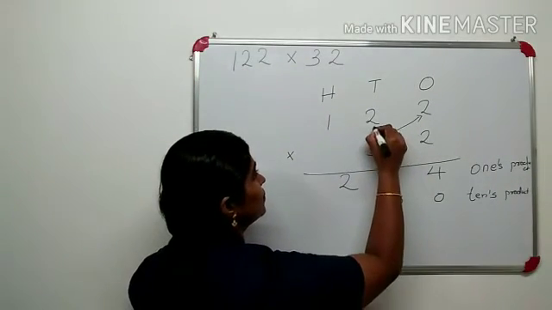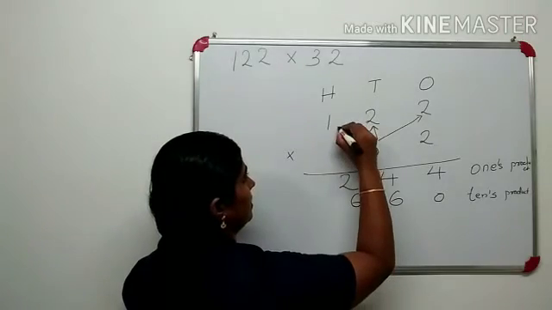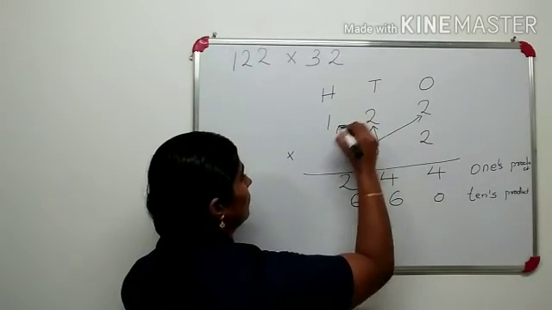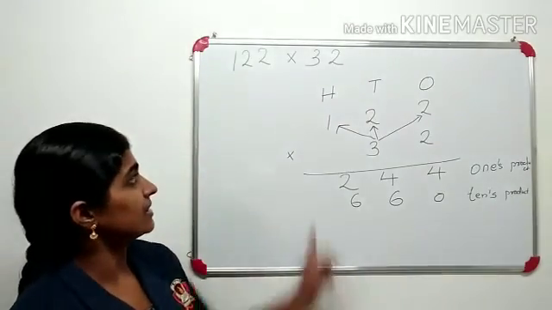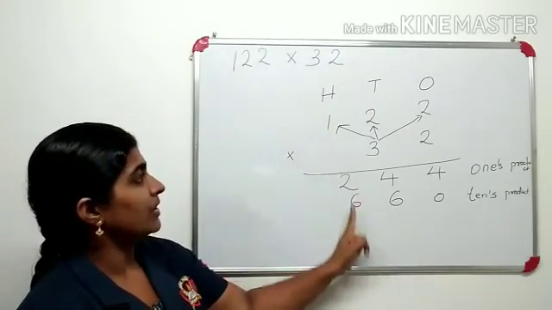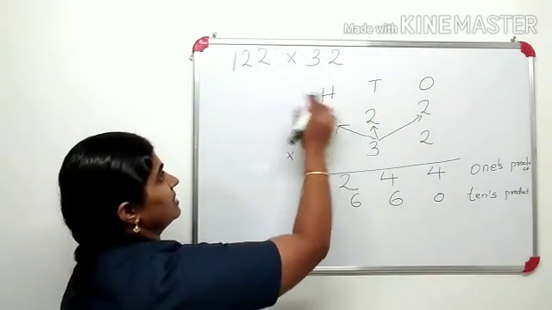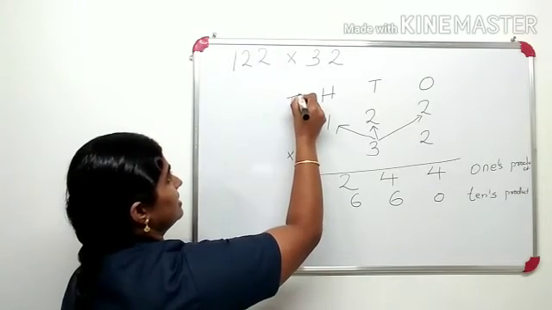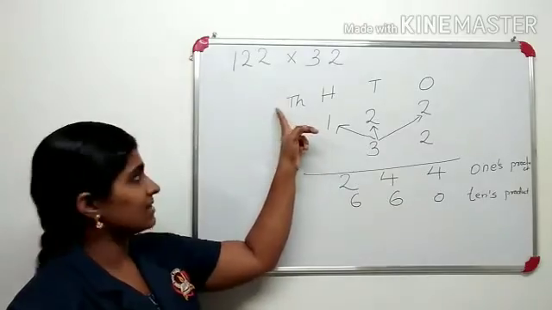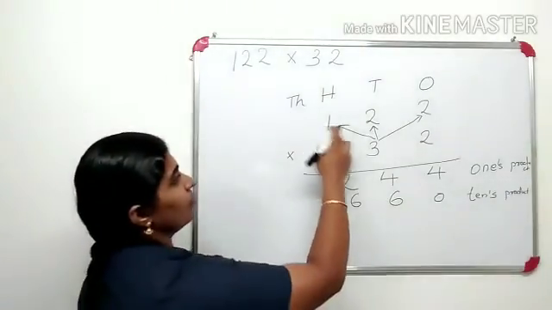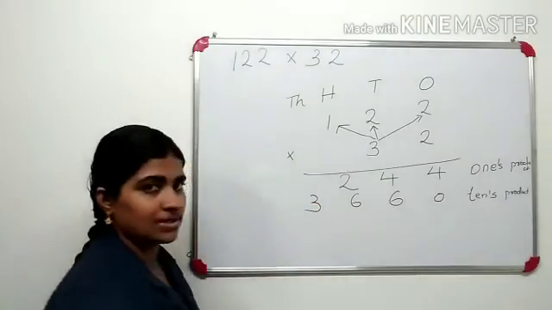Then again 2 3s are 6. Then 1 3s are 3, but we have already written an answer in hundreds place. So one more place is there, thousands place, that is represented by TH. We have already seen this TH, thousands place. So 1 3s are 3. We are writing it in thousands place.